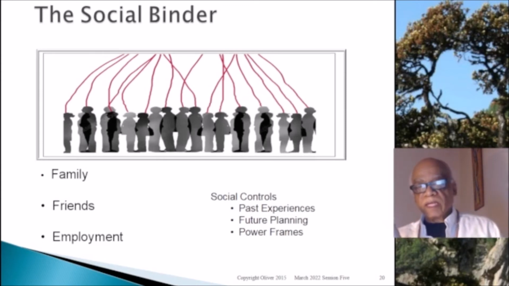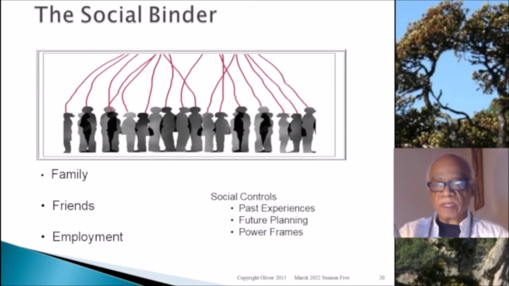Now, one way that you can control the social binder is through power frames. If you want to be able to do something in your life, and you find that it's difficult or you're being limited, you can look back and see that it's because of your family upbringing or because of your friends, what they call the social controls of your friendships, or something to do with your employment, past or present. They can create binders, things that will be limiting you.